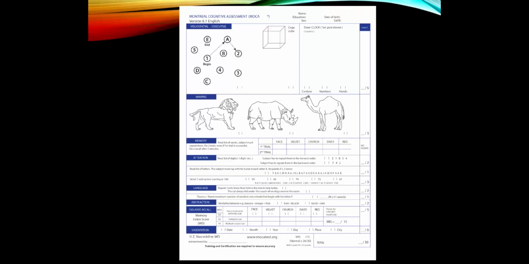Here is a MoCA test, which is one of the more standard ones that is used. You can look through that. I'm not going to ask you detailed questions about this, but it is helpful. We fill this out on a patient and we put the date on it, and then when they come back 4 months, 6 months later, we can repeat the testing to see if their cognitive function is changing.